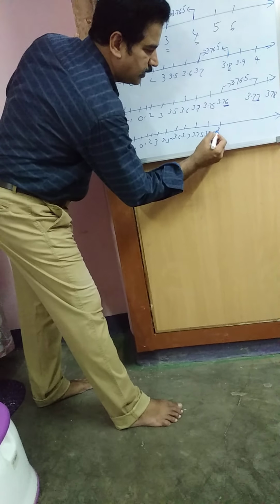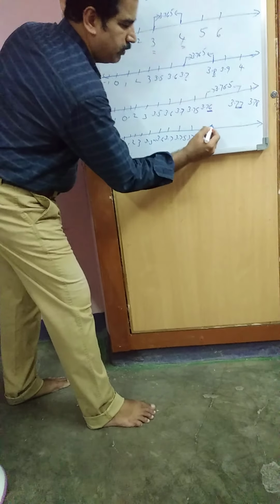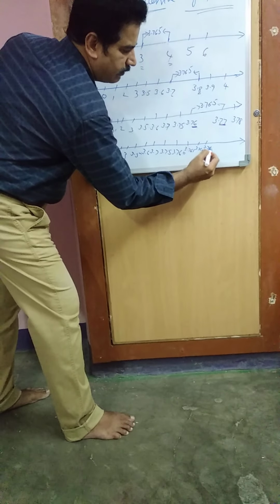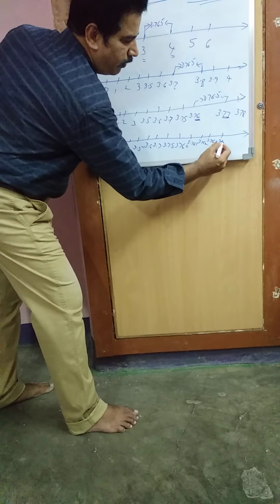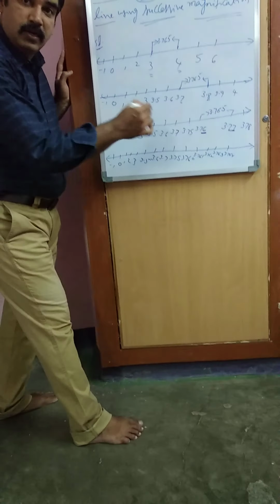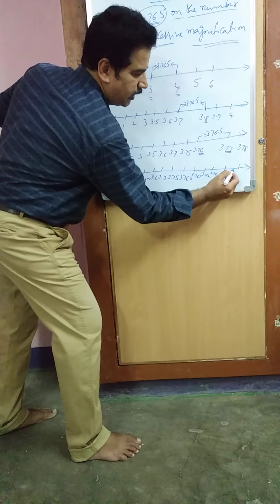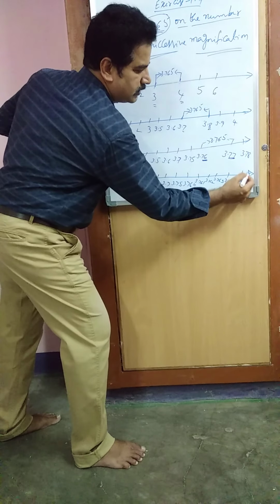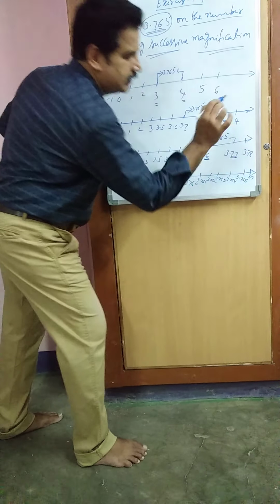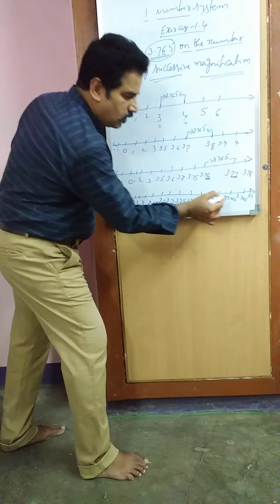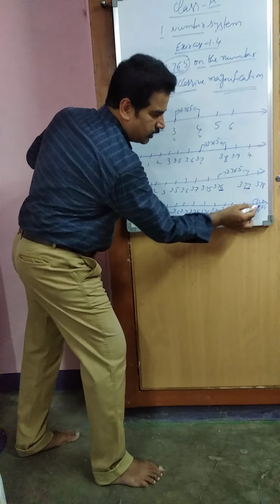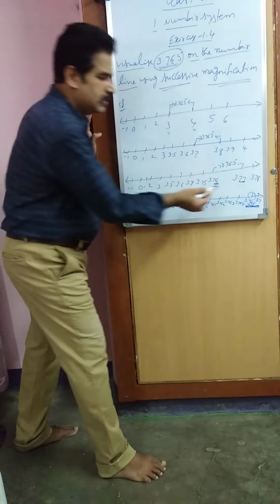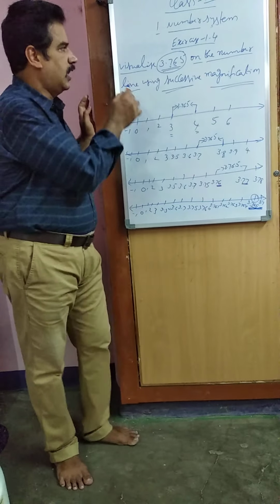Next it lies between 3.761, next number 3.762, 3.763, 3.764. Now here we got the number 3.765, and then next we will get 3.766. Okay, so exactly we visualize the number 3.765 on the number line.